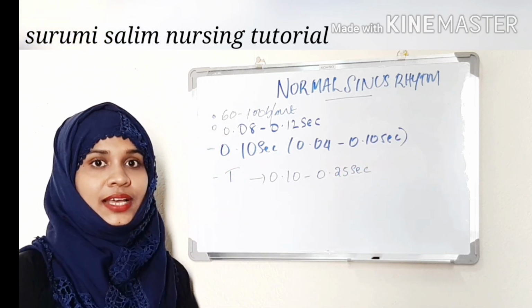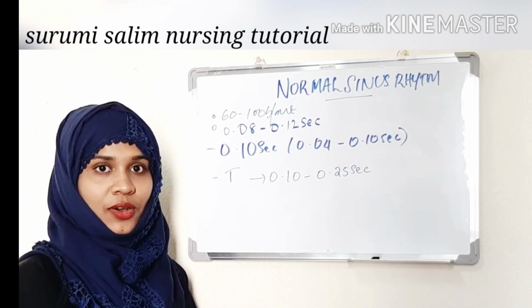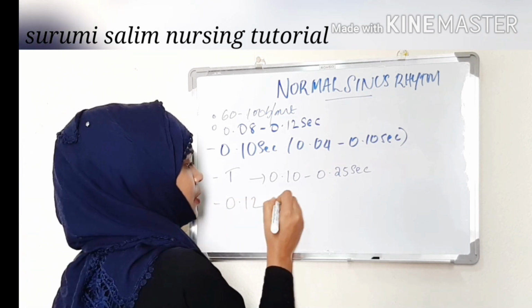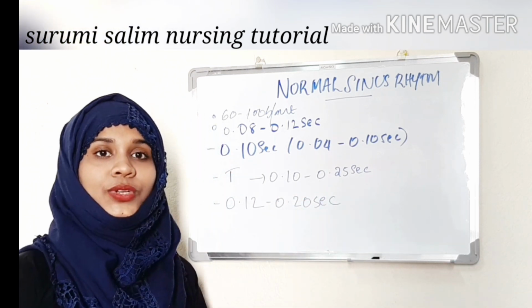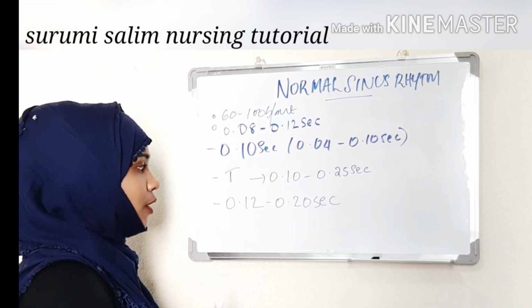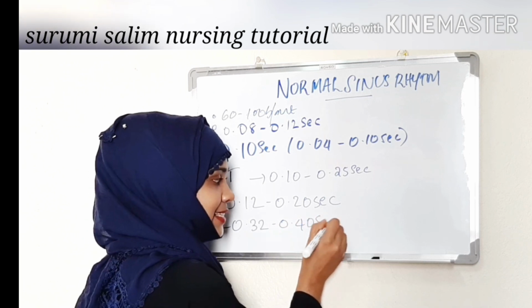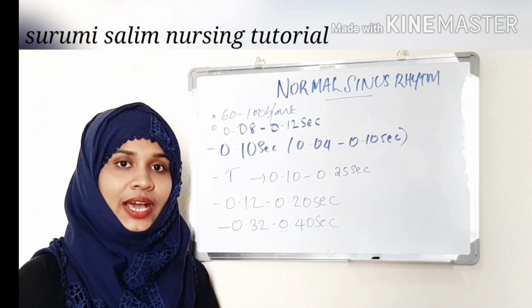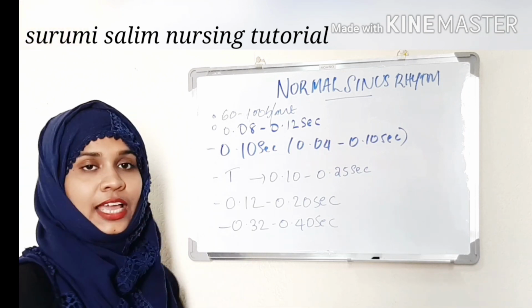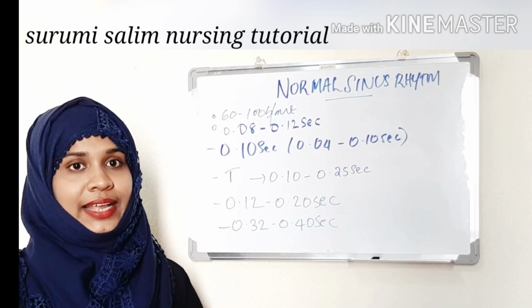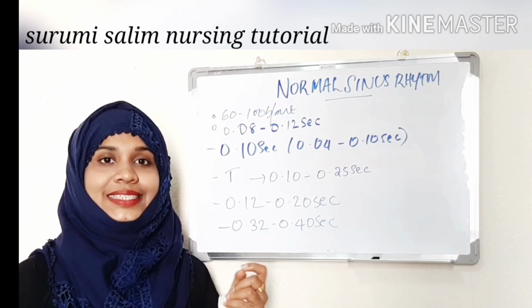Next are the intervals. The PR interval falls between 3 to 5 small squares, having a duration of 0.12 to 0.20 second. Second is the QT interval, which has a duration of 0.32 to 0.40 second, covering around 2 large squares or 9 to 11 small squares. And the ST segment will be on the isoelectric line. So if all those characteristics are present, this rhythm is called normal sinus rhythm.